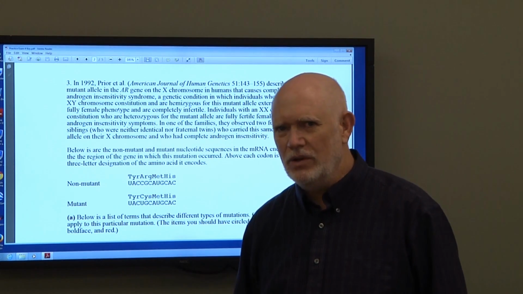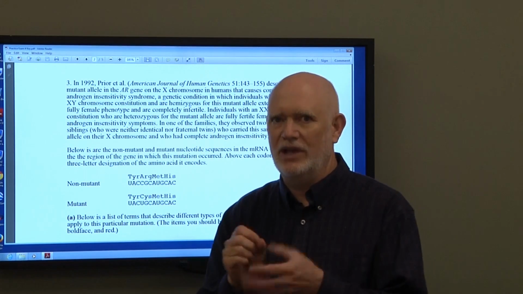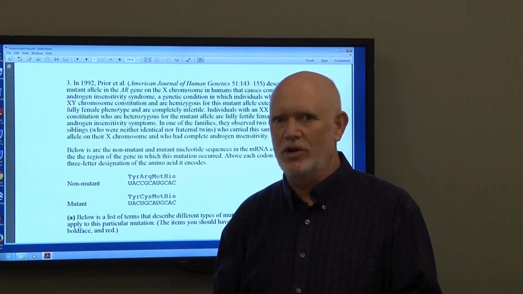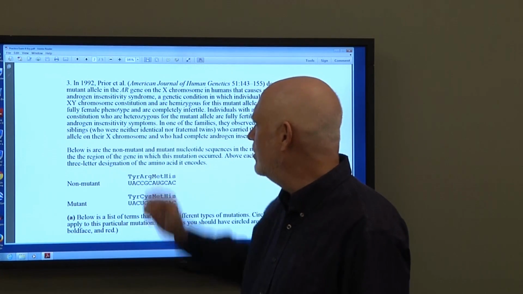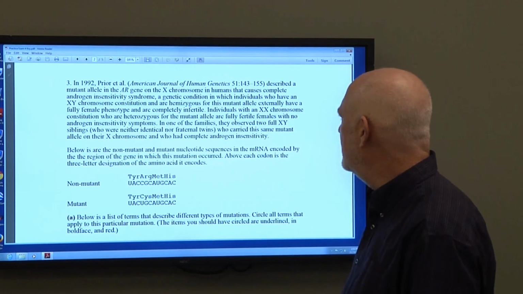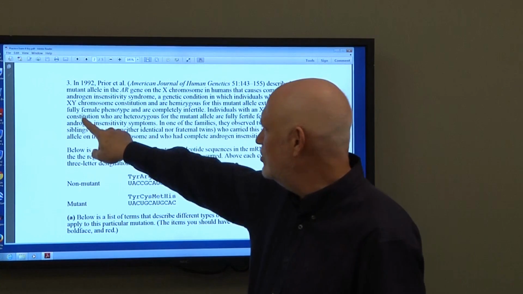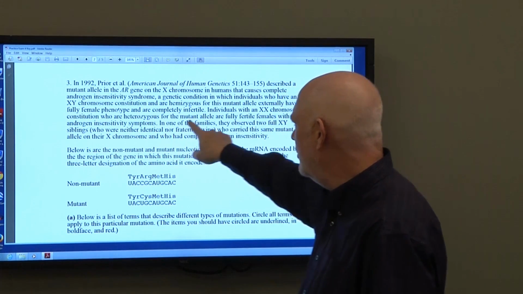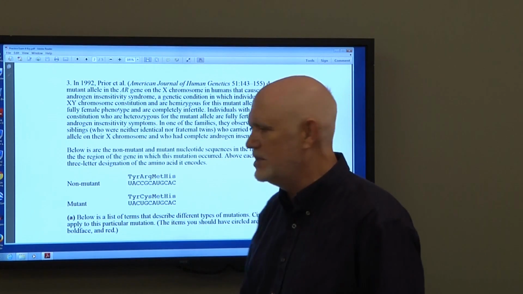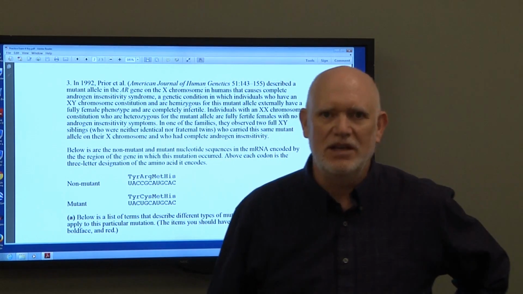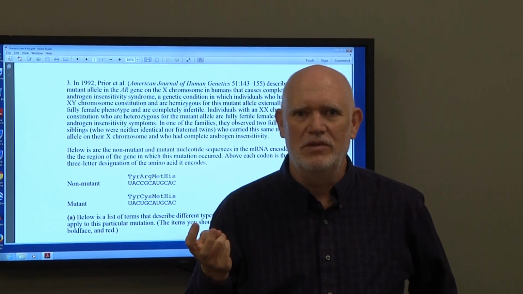Now that doesn't tell you whether it's dominant or recessive because these individuals are hemizygous. They only have one copy of it. Therefore, if it were dominant, it would be expressed. If it's recessive, it would be expressed. So you don't know fully from that information what it is. But now notice what it says here. Individuals with an XX chromosome constitution who are heterozygous for the mutant allele are fully fertile females with no androgen insensitivity syndrome. That tells you if an individual is heterozygous for it, it must be recessive.